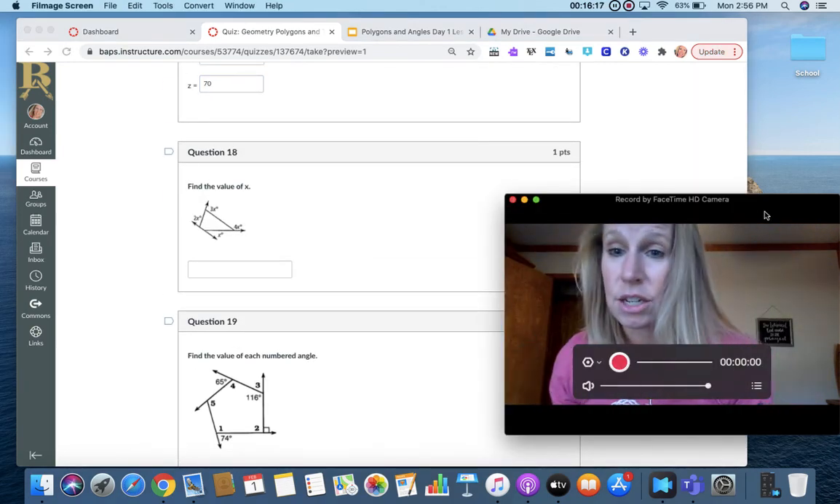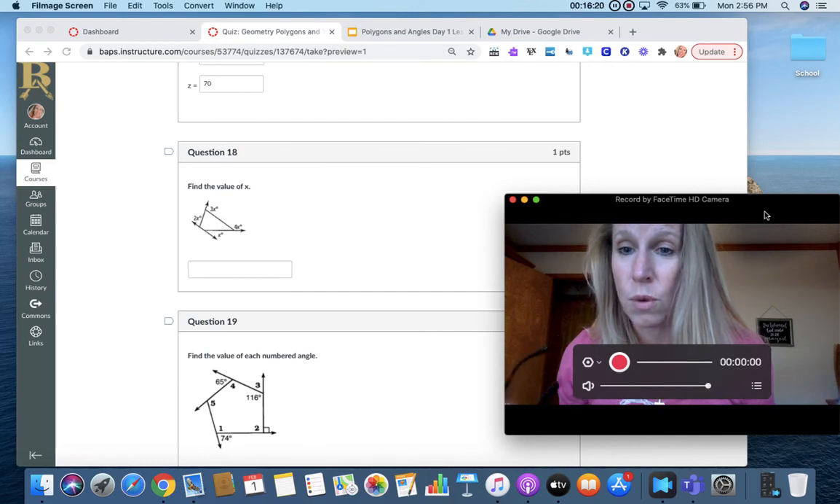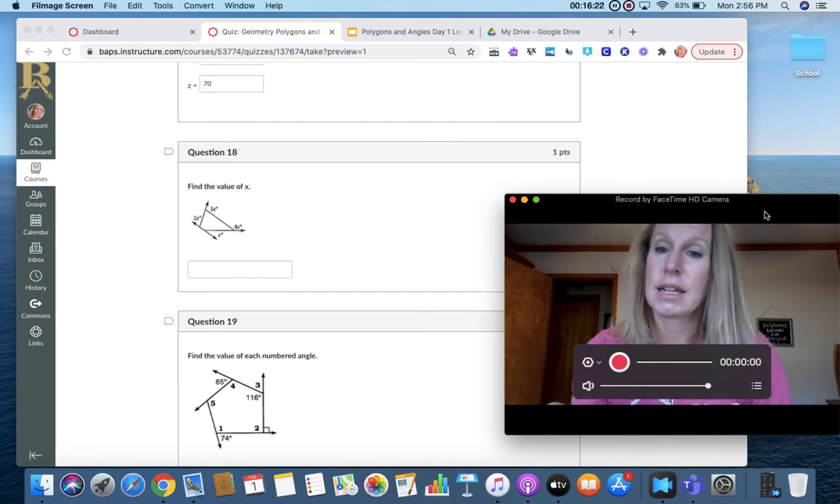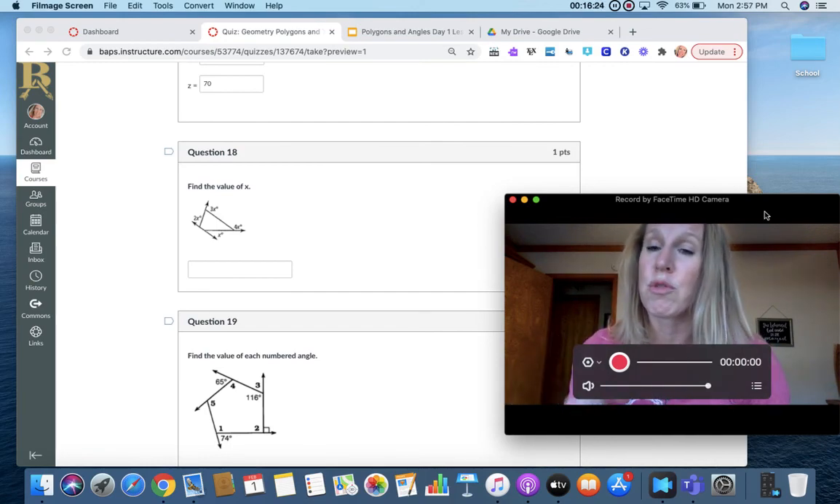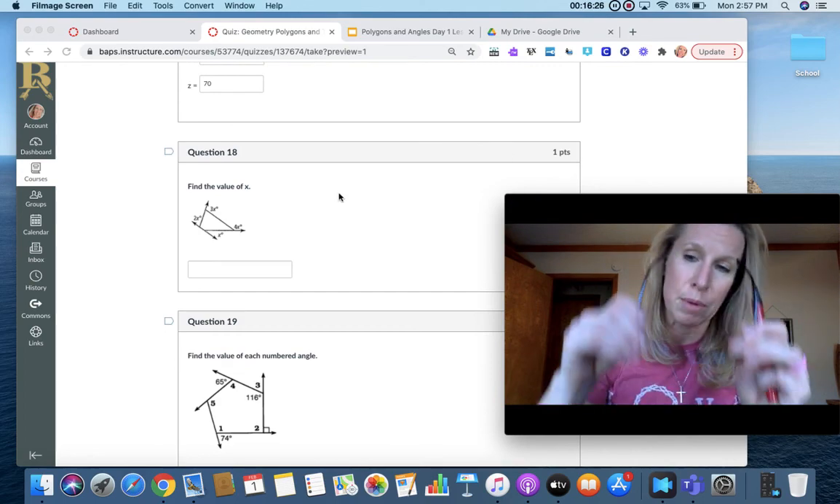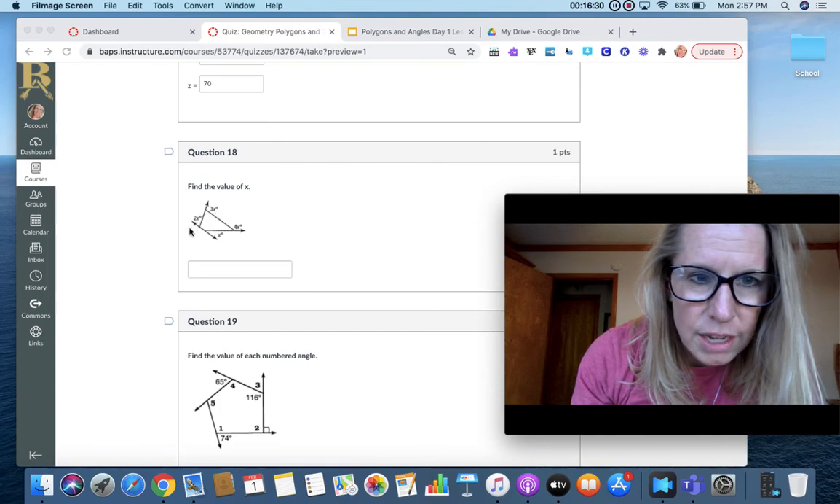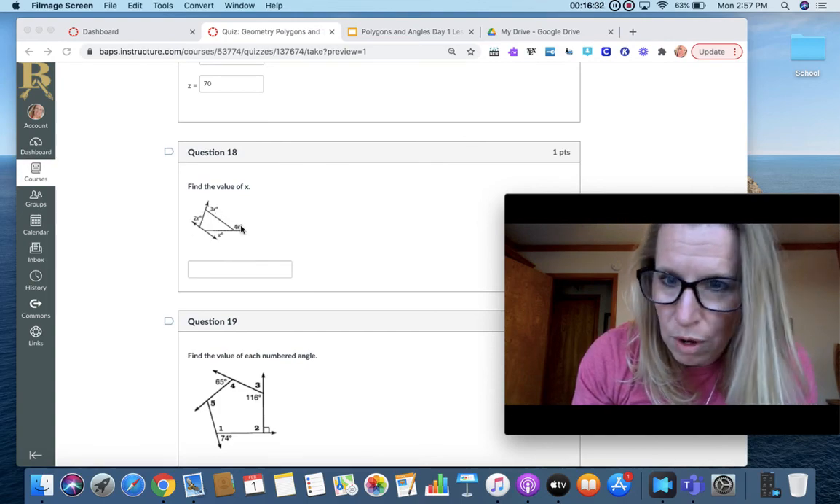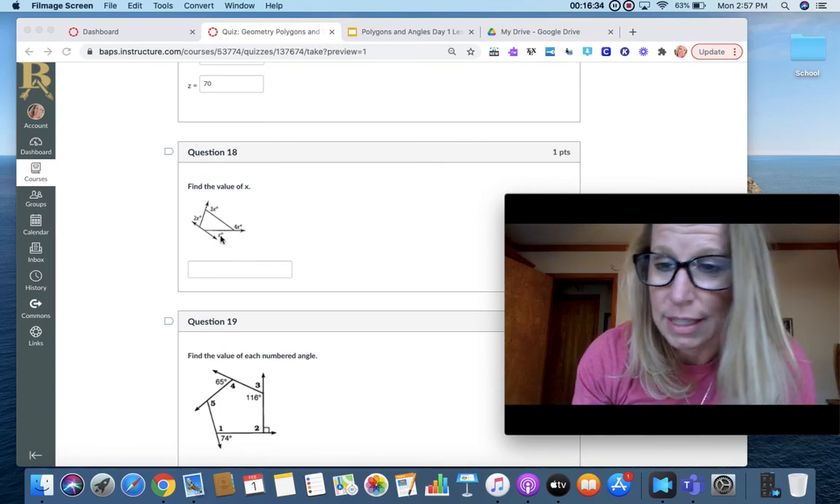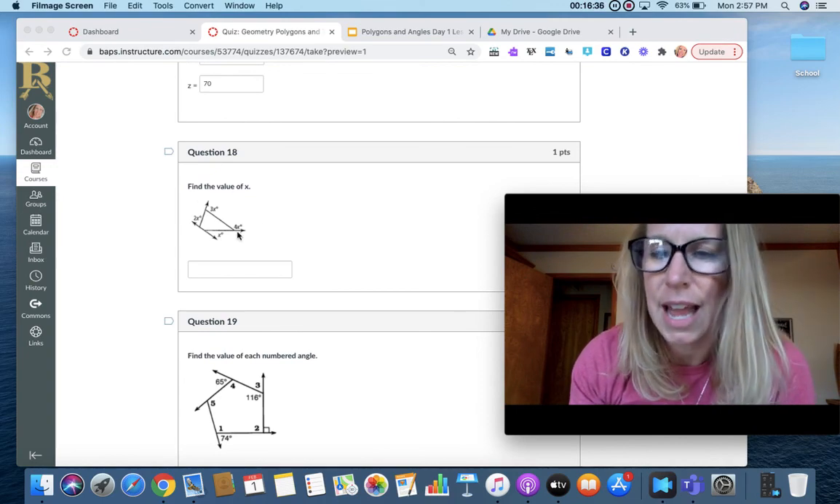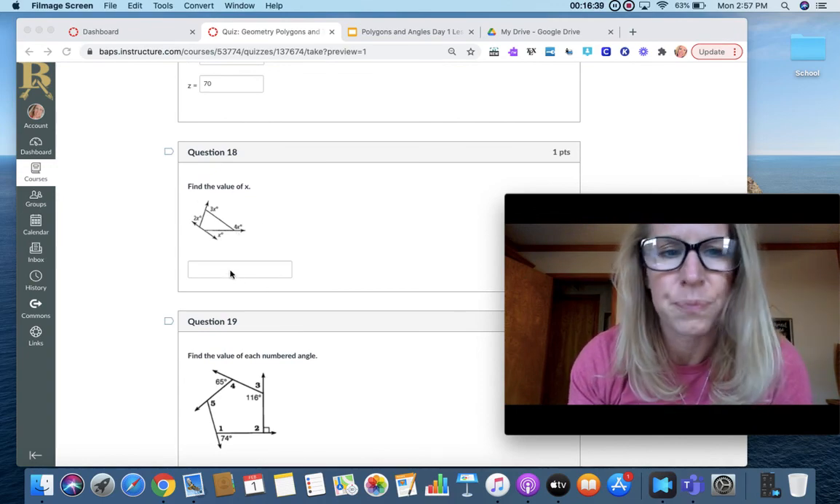Okay, for 18, 19, and 20, exterior angles. What do exterior angles always add up to? Always, always, always. Exterior angles always add up to 360. So for number 18, you'll combine like terms. 2x plus 3x would be 5x, plus 4 more x is 9x, plus 1x is 10x. You will have 10x equals 360. Solve for x.